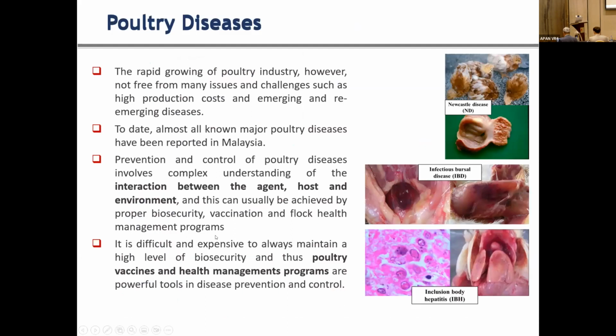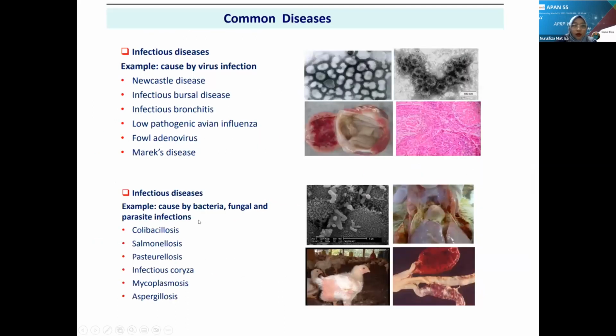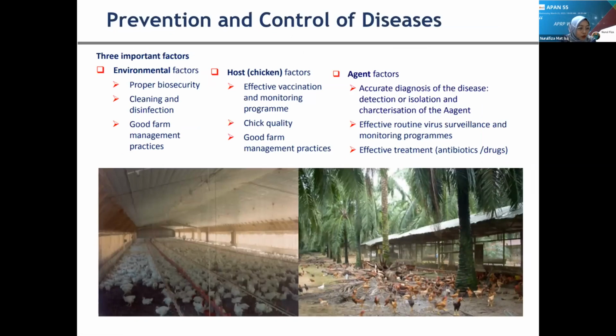So prevention and control of poultry diseases involve a complex understanding of the interaction between the agent, host, and environment. This can usually be achieved by proper biosecurity, vaccination, and flock health management programs. It is difficult and expensive to always maintain a high level of biosecurity, so poultry vaccines and health management programs are powerful tools in disease prevention and control. These are the three important factors for the prevention and control of the diseases.